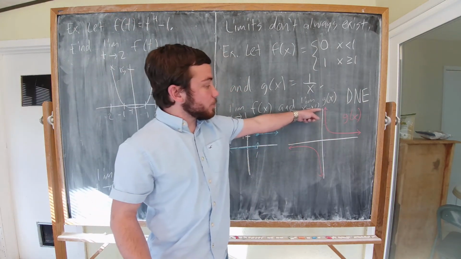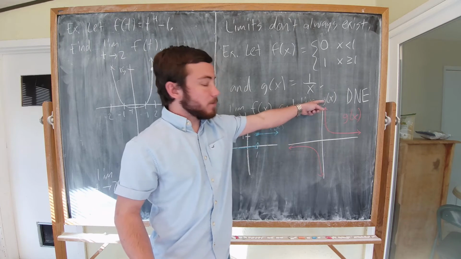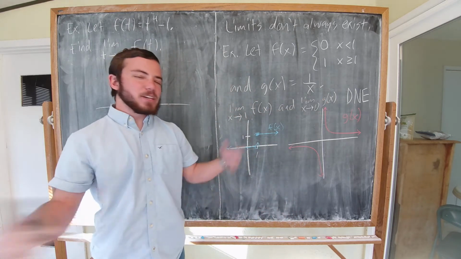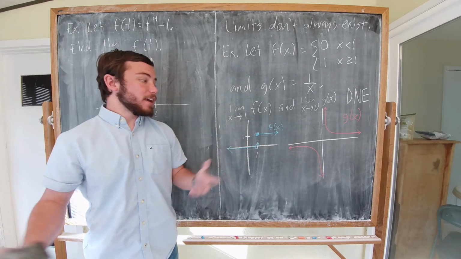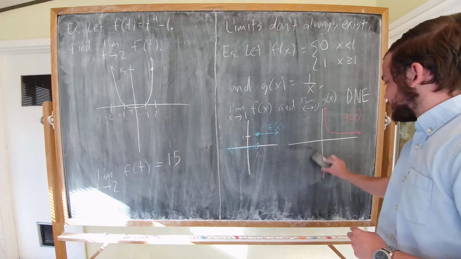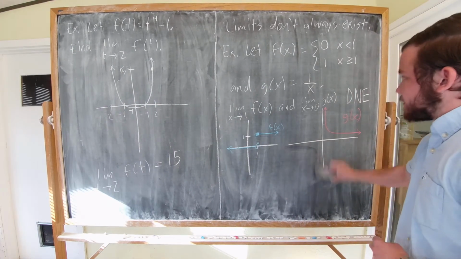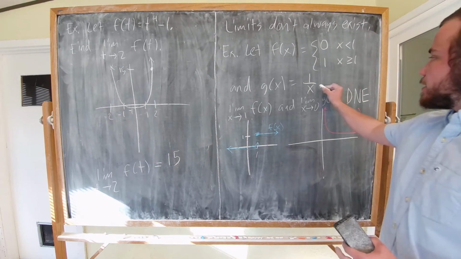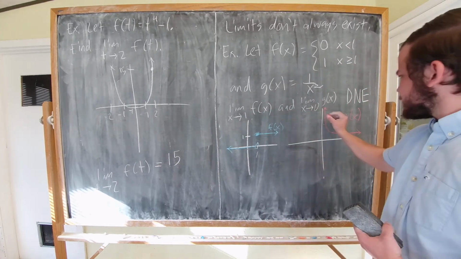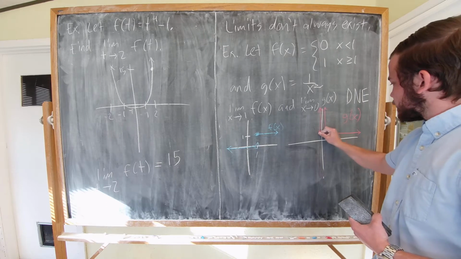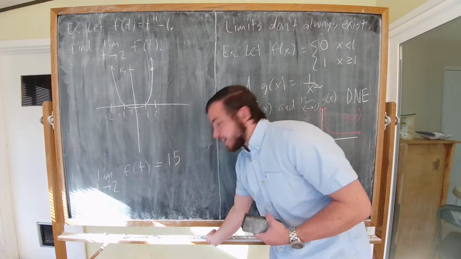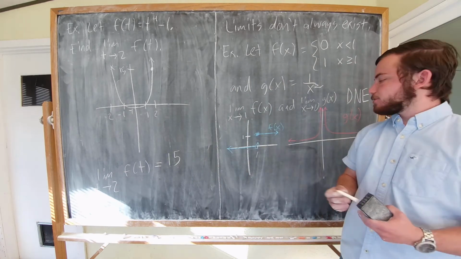As x goes towards 0, g of x is both going towards positive infinity and negative infinity. Huge jump. Can't be reconciled. In fact, even if we altered this slightly, and maybe g of x was 1 over x squared instead of 1 over x, we would still say that the limit does not exist.